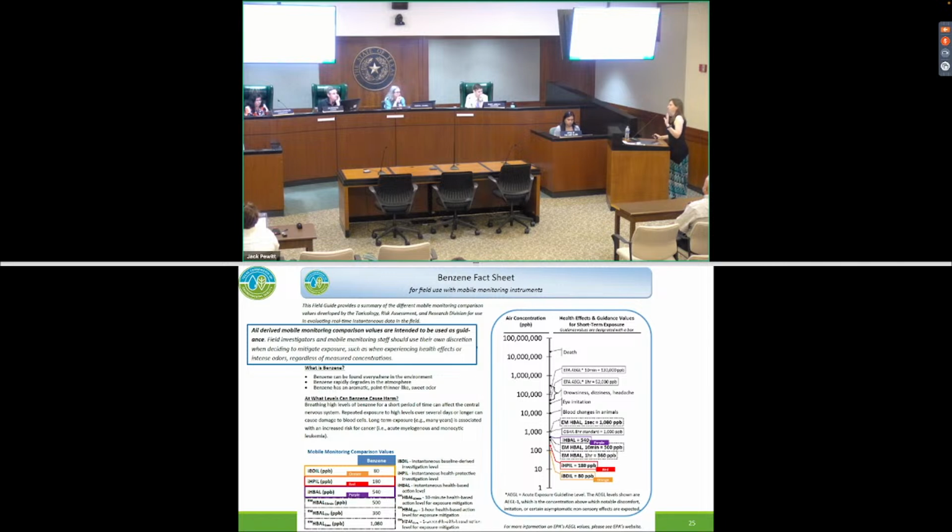One thing that we feel is important to always point out is that these are guideline levels for staff to use. They are not requiring that staff not leave if those concentrations are low. If they're experiencing health effects or if they're concerned, they should always mitigate their exposure. They should always remove themselves from a situation they feel is unsafe, regardless of what they're measuring.